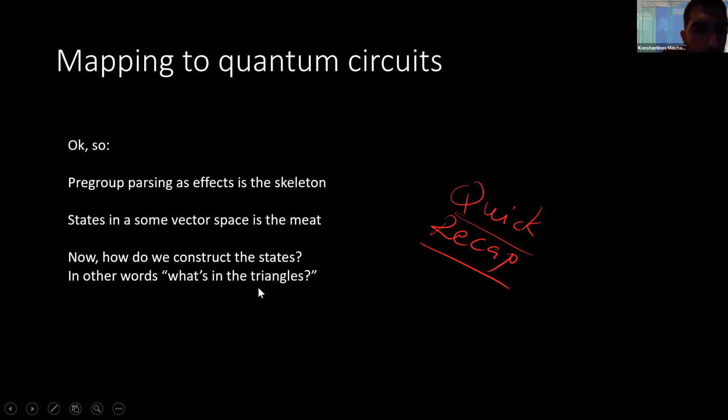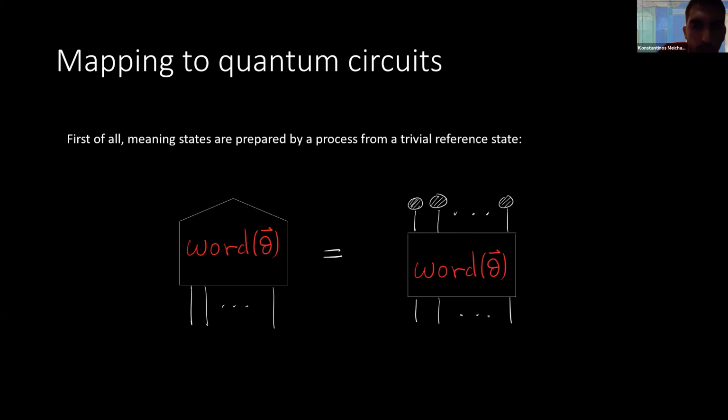So let me remind you that any state is basically a process, right? I said before, a process is a box and it has some number of wires as input and some number of wires as output. So a state can always be prepared. This is preparing a state from a trivial state. And I'm symbolizing the trivial state by this tensor product of a bunch of lollipops.